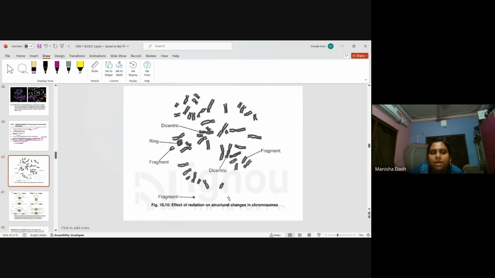So these are the effects of ionizing radiation that you can observe here. Sometimes it can form a dicentric chromosome like this, meaning 2 centromeres on the same chromosome, which is highly unstable. Sometimes it can lead to formation of a ring chromosome, or simply it can induce double strand breaks, and parts of both chromosomes can be deleted and fragments can be seen like this.